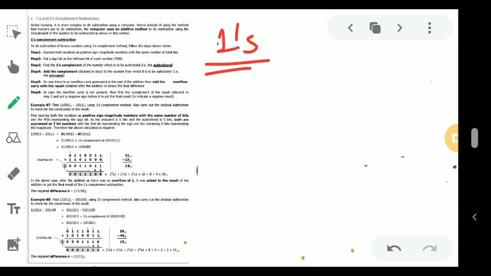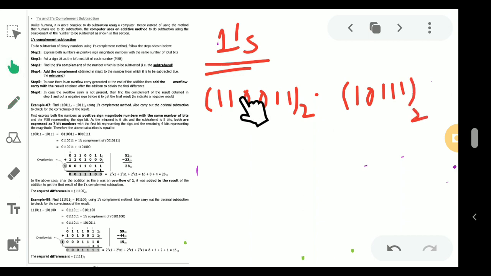The question is that we have to subtract 110011 base 2 and this one, 10111. As you can see, if you check the number of bits, 1 2 3 4 5 6 here and here 1 2 3 4 5. So 5 bits are there and here it is 6. The first step says that you have to make the numbers positive and you have to equalize the number of bits. So what you have to do?